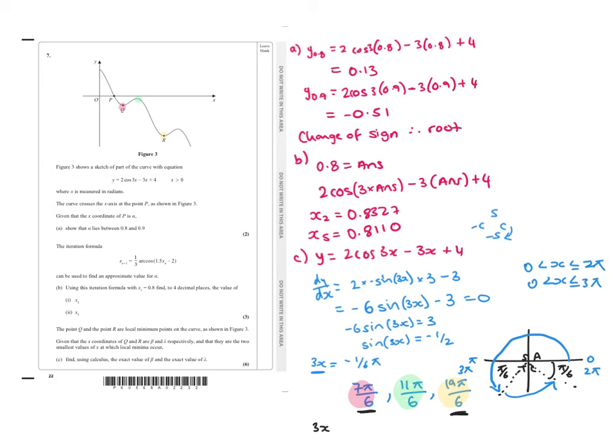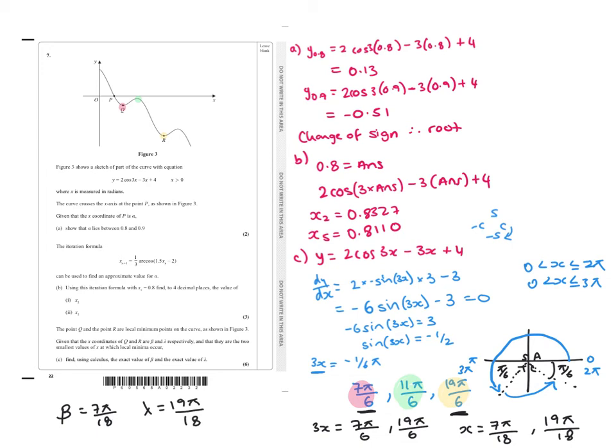So now I'm going to get 3x equals 7 pi over 6 and 19 pi over 6. I need to divide everything by 3. So x equals 7 pi over 18 and 19 pi over 18. So find using calculus the exact value of beta and lambda, which are, in fact, our x-coordinates. Yeah, so that means beta equals 7 pi over 18 and lambda equals 19 pi over 18.